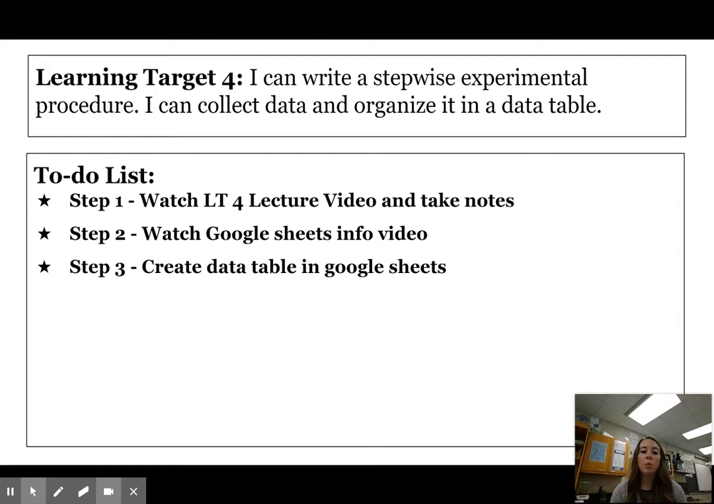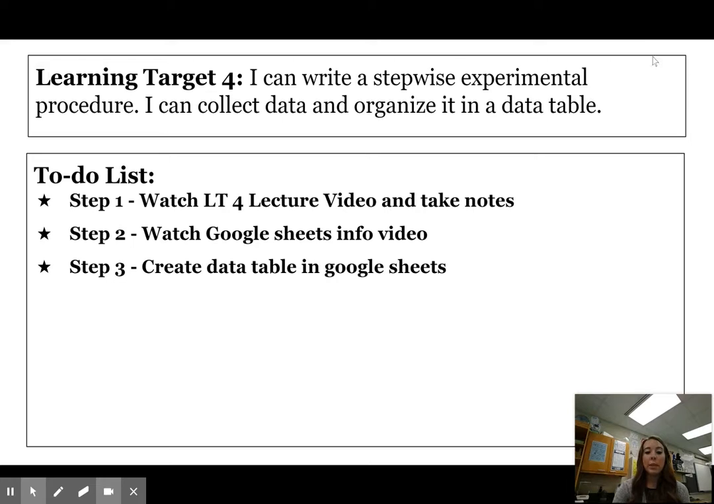Step 2, you're going to watch a Google Sheets information video that was made by Miss Loso, another 9th grade science teacher here. Really make sure that you watch this video. You are going to be able to watch the video and work on your assignment for today at the same time to ensure that you do it correctly, because you're going to be using that data table that you make today on Monday to create a graph as well. So it's very important that you watch the whole video and follow every step that she is explaining. And so again, that goes with your step 3 of creating a data table in Google Sheets.